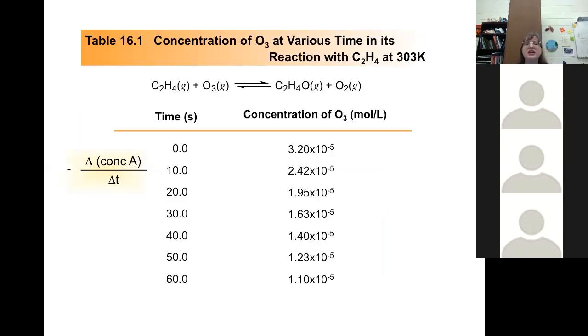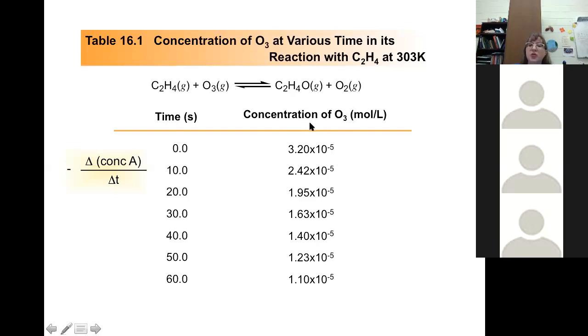All right, so here's a collection of data that we might have. This is the same reaction. So we have the ethene here and we have the oxygen here. But in this case, instead of measuring the ethene, we're measuring the ozone. So it says concentration of ozone.